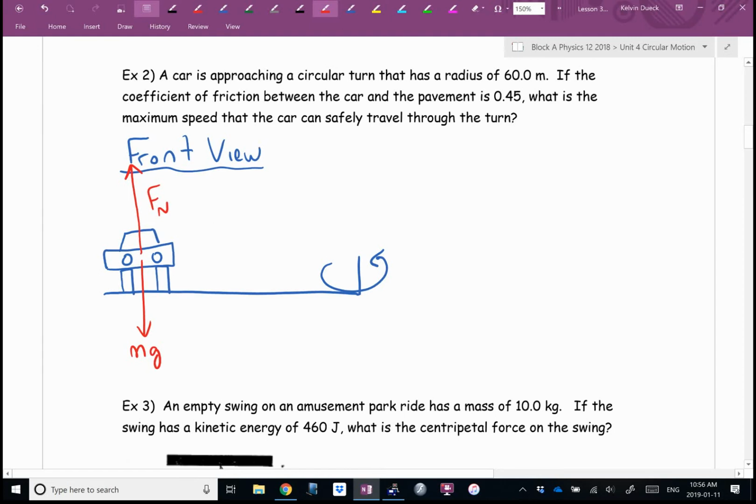What path is this car tracing out? A circle. So where must my winning net force be pointing? Toward the center. So I know there has to be a force pointing that way. It's not FC. FC never shows up on my free body diagram. The real question is, what force pushes a car around a circle?